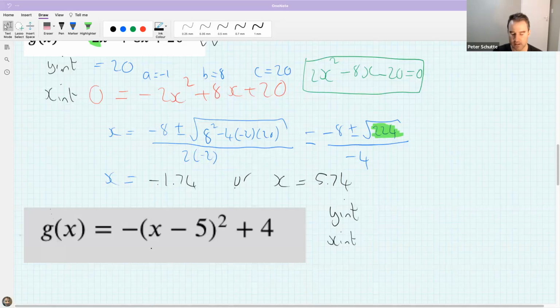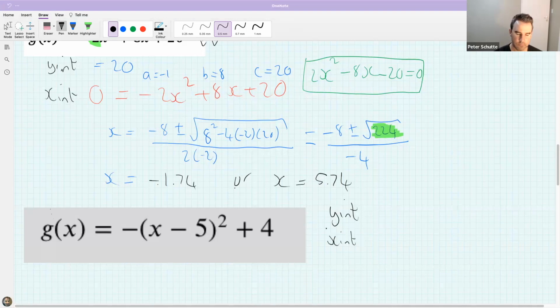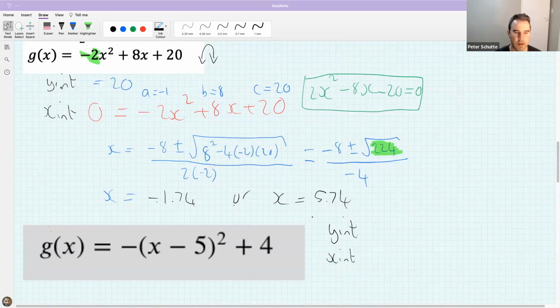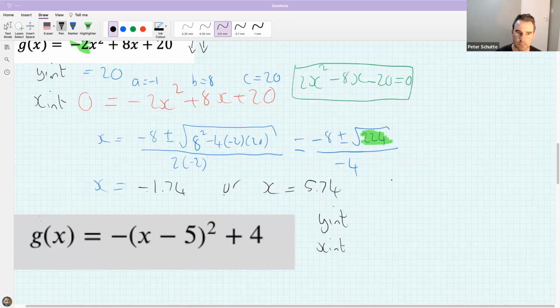Okay, let's find our x and y intercepts. And let's go to Andile. Andile, I see your hand is raised. What's your question? So for the first one, negative 2x squared plus 8x plus 20, I divided all of it by negative 2. And then I got x squared minus 4x minus 10.